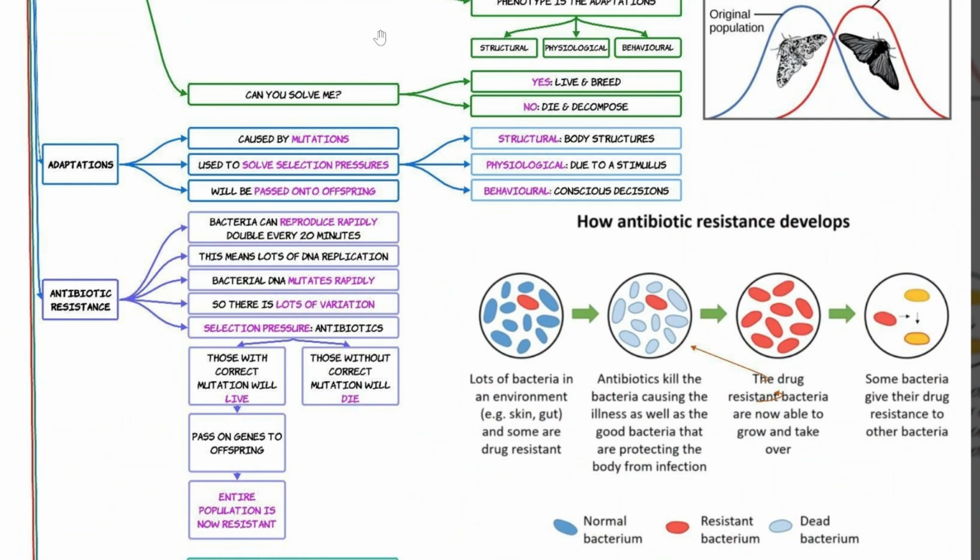In antibiotic resistance, the original population of bacteria had lots of variation due to mistakes in DNA replication. The bacterial DNA mutates rapidly. So there's heaps of variation, and some of that variation will allow the bacteria to solve the selection pressure, because the selection pressure here is the presence of antibiotics. If you do have the correct mutation, you will live and you will pass on your genes to the next generation. If you don't have the correct mutation, which means you don't have the antibiotic resistance gene, you will die and you won't pass on your alleles to the next generation. So the entire population now is resistant, and that's not good.